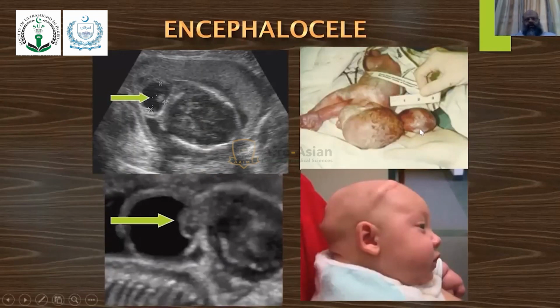So here is the encephalocele. This is after operation, the same fetus after birth and operation. And this is operated. This was the defect, a small defect in the skull at the back. And then the brain matter is herniated out. This is from another angle.